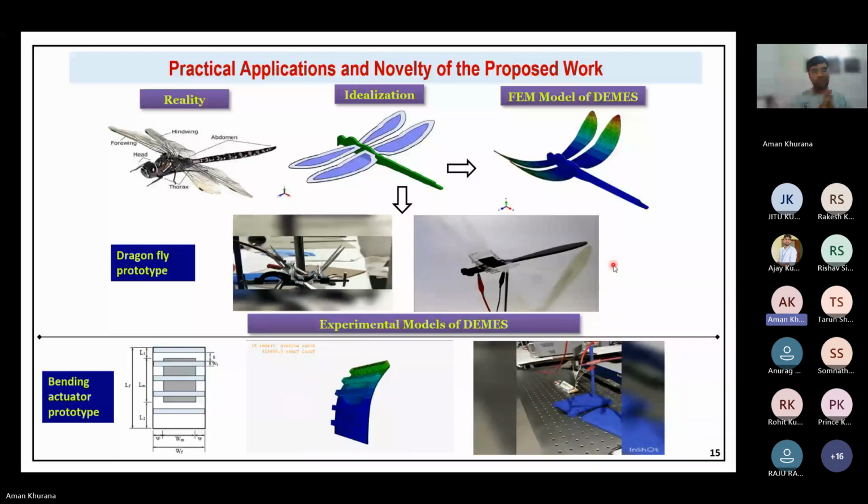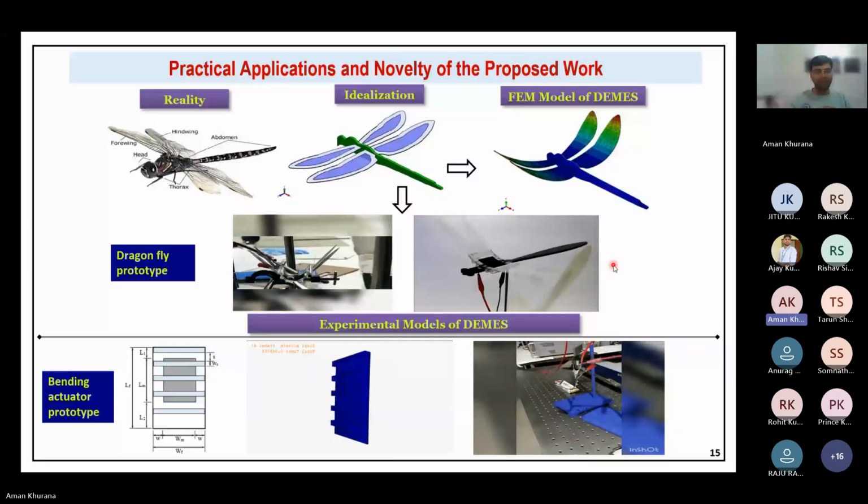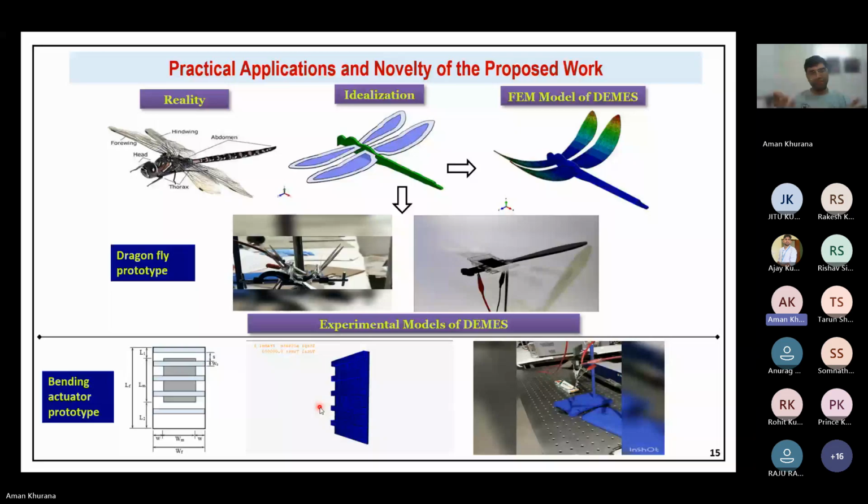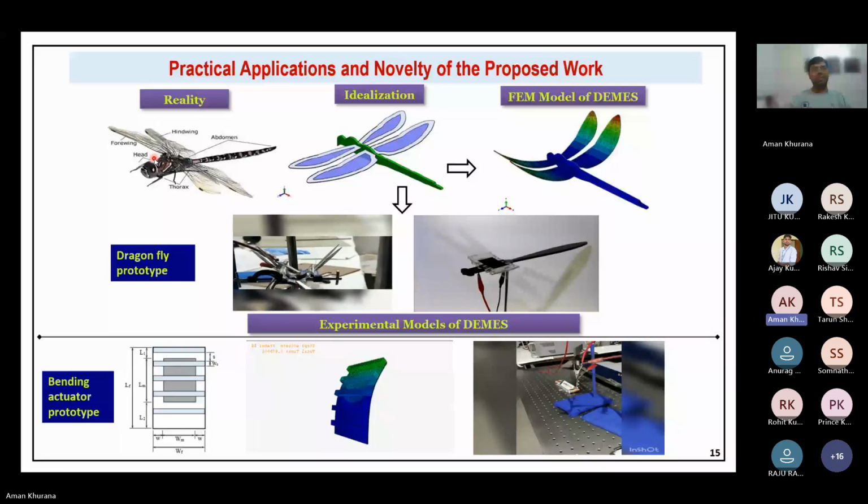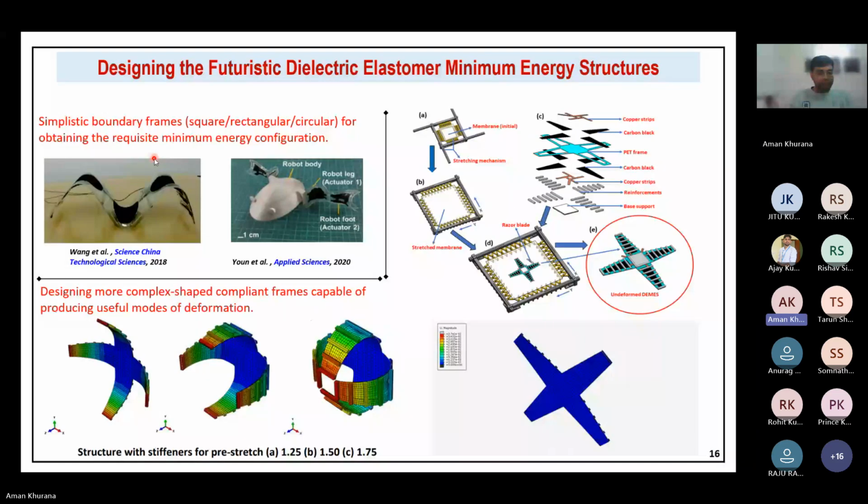We are integrating all this here at our lab. So we start with a very simple bending actuator. We extend it to the development of the real type of structure that we see in nature, like the dragonfly. Okay, so that is the work that I carried forward during my postdoc in Germany.